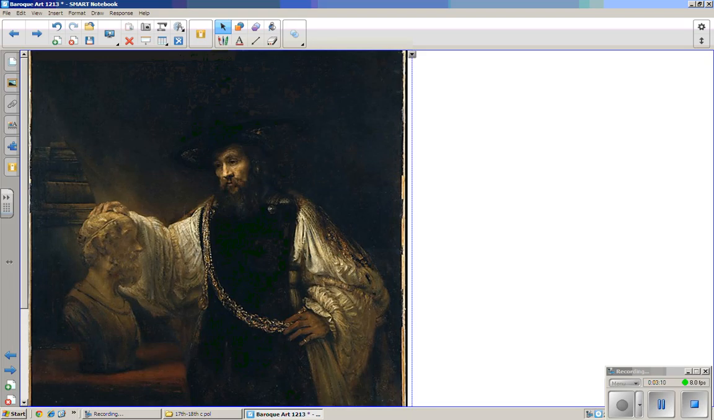There's also an important design element. The downward glance of Aristotle moves diagonally towards the bust of Homer. The glance of Homer moves towards the chain, the very detailed chain on Aristotle, which then wraps up in the cloak and takes your eyes back to Aristotle's face again.